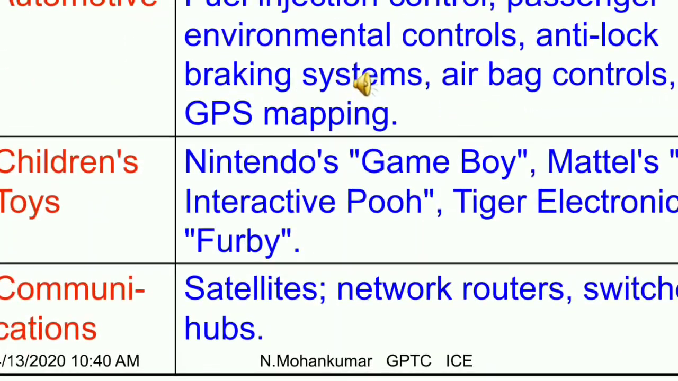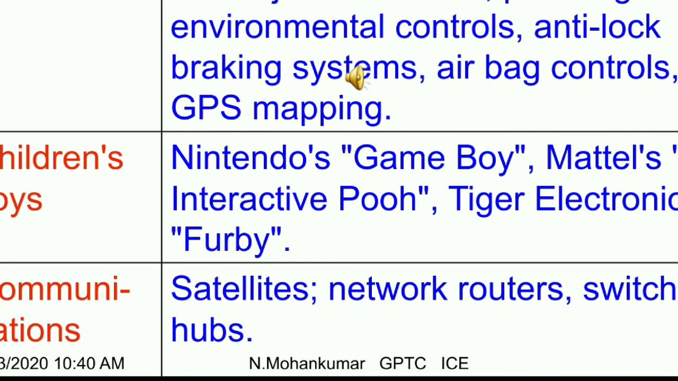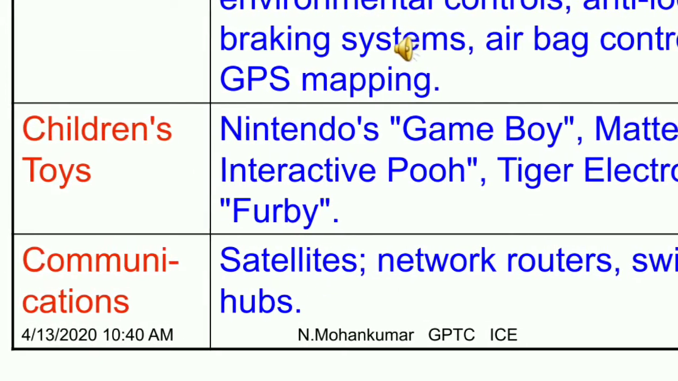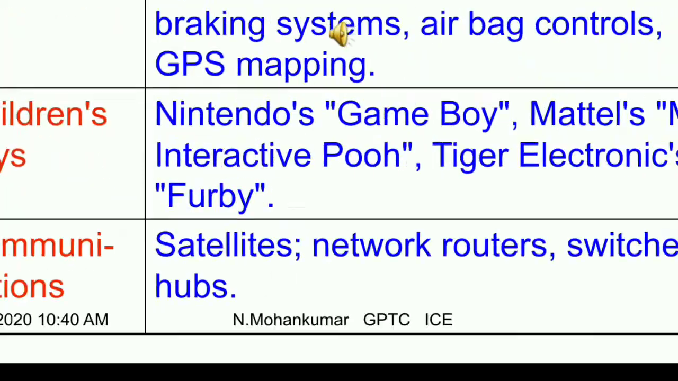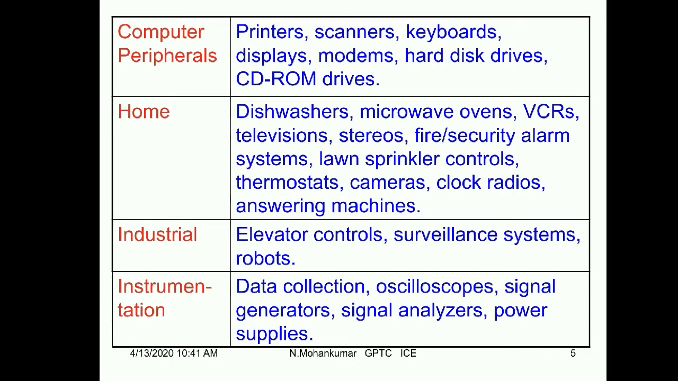And even children's toys, American small toys, Game Boy, interactive Boo. These are all some of the embedded systems developed for kids. And even satellite network routers, switches, hubs all have embedded systems. And the computer peripherals: printer, scanner, keyboard, display, modem card, hard disk, CD drive all have embedded systems.